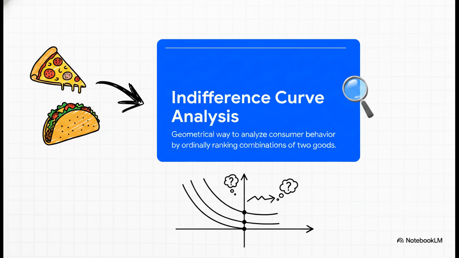All ordinal utility means is that you're just ranking your food happiness. You don't have to say, a slice of pizza gives me exactly 10 units of joy. You just have to know whether you prefer a certain combination of pizza and tacos over another, or if you rank them exactly the same.